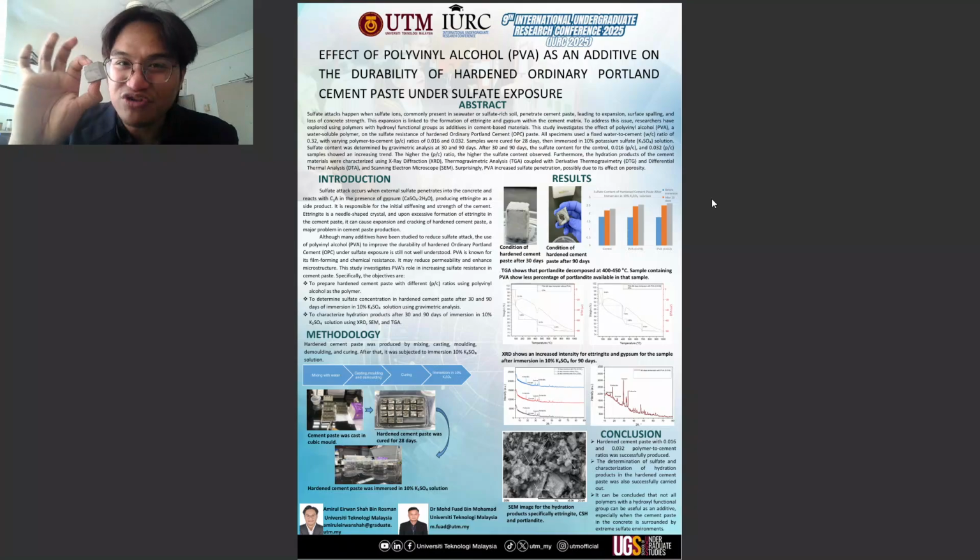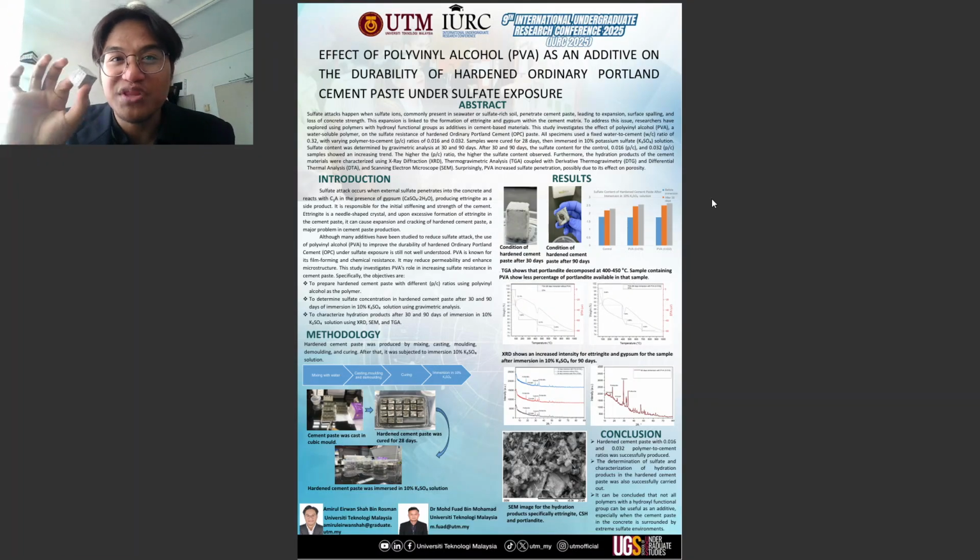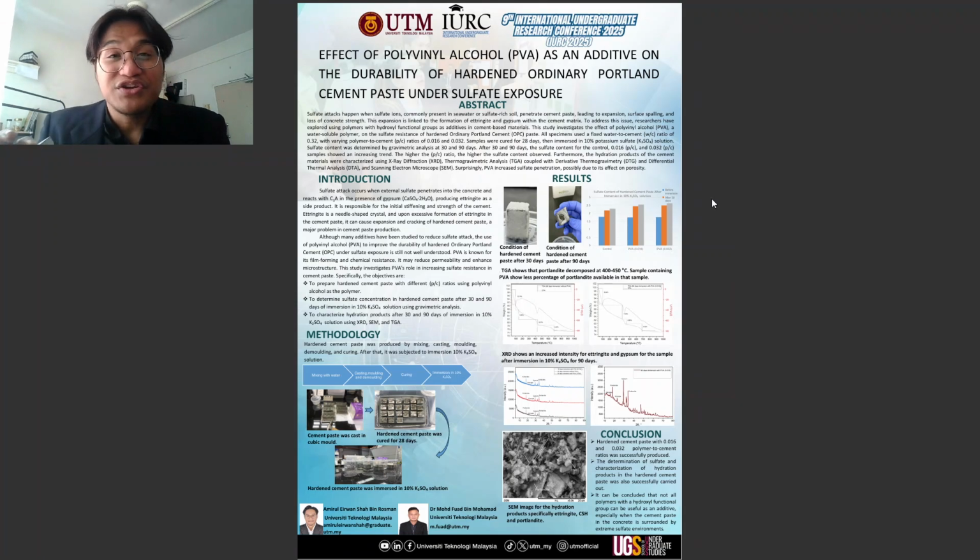Once you get this cube, you have to cure it first for 28 days under wet condition. After you cure it, you are going to immerse it in the 10% potassium sulfate solution to mimic the environment of penetration, to allow the sulfate to penetrate into the hardened cement paste. Then once the sulfate ion has penetrated, we are going to test it using gravimetric analysis. So let's go to the results.